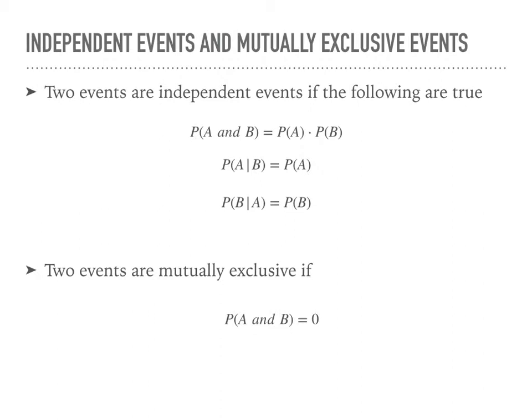So as we think about this, putting these into words, two events are independent events if the probability of one happening does not affect the probability of the other happening. Two events are mutually exclusive if the two events cannot happen at the same time.